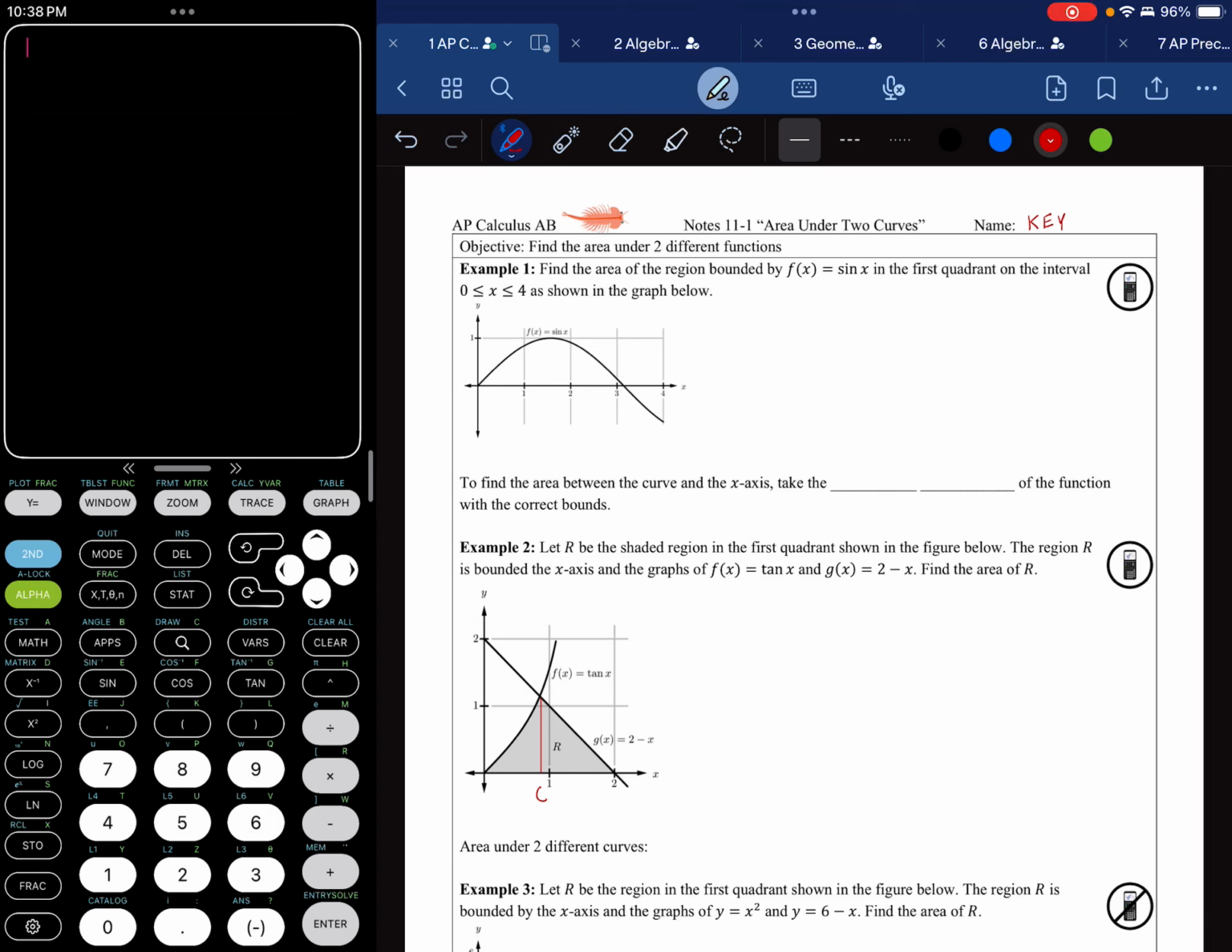This is AP Calculus AB. We are on notes 11-1, area under two curves. Our objective today is to find the area under two different functions. All right, so let's dive in with an example.